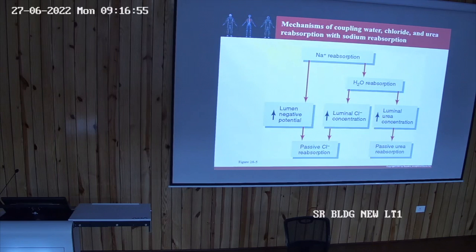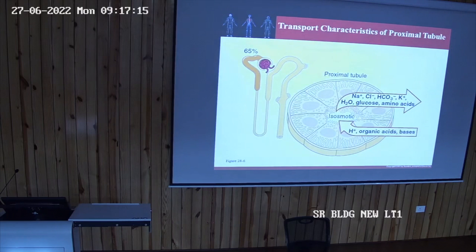कौन कौन से hormones हैं? Aldosterone और ADH. What is the other name for ADH? केवल ये दो नहीं है, और भी बहुत सारे हॉर्मोन्स हैं जिसकी इन्फ्लुएंस में रीएब्जॉर्प्शन होगा. उन सब का मैकेनिज्म अलग अलग होता है, ठीक है.